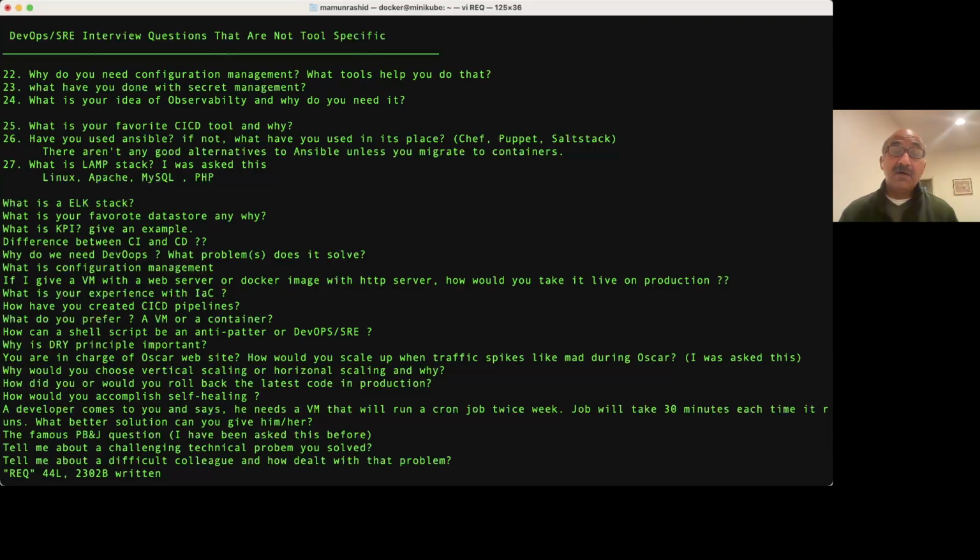So that's the idea of observability, and you should know what it means. You should know how you would do it if you had to do it for your role, and what if you have anything that you have used in the past, you should be ready to talk about those.